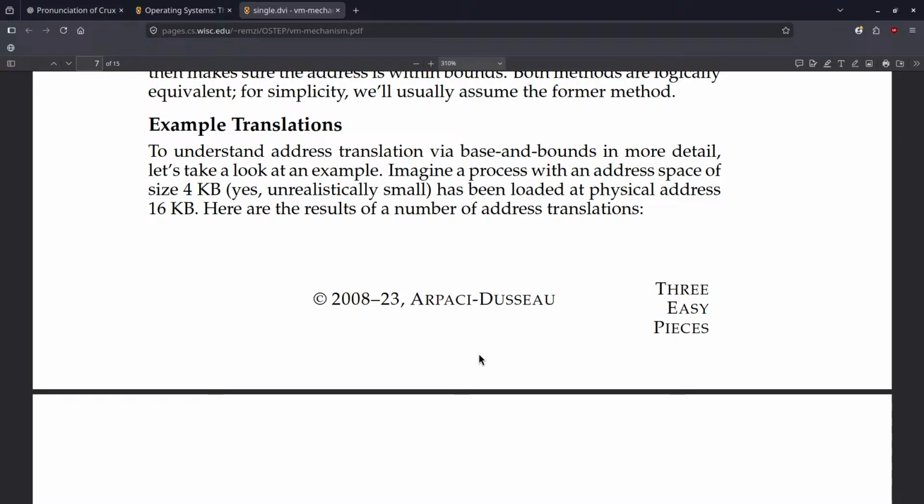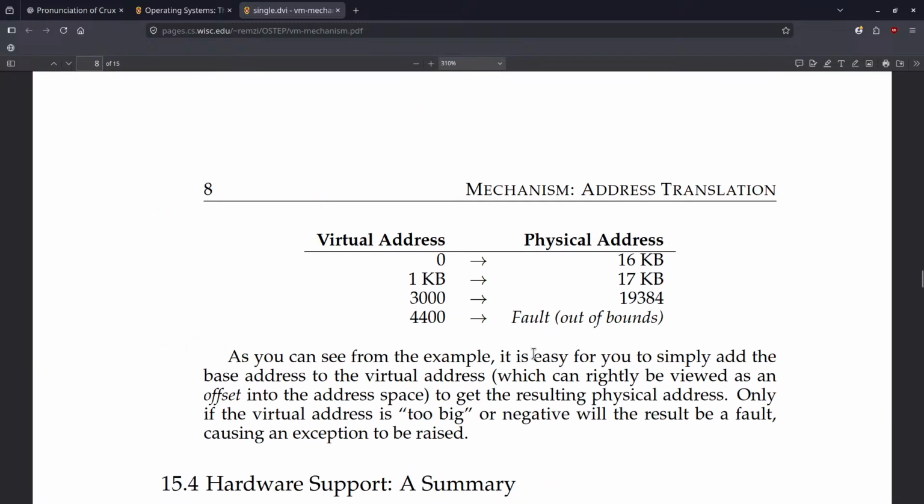Example translations. To understand address translation via base and bounds in more detail, let's take a look at an example. Imagine a process with an address space of size 4 kilobytes, yes, unrealistically small, that has been loaded at physical address 16 kilobytes. Here are the results of a number of address translations. Virtual address 0 maps to 16 kilobytes, 1 kilobyte to 17 kilobytes. Okay, just add 16 to each.